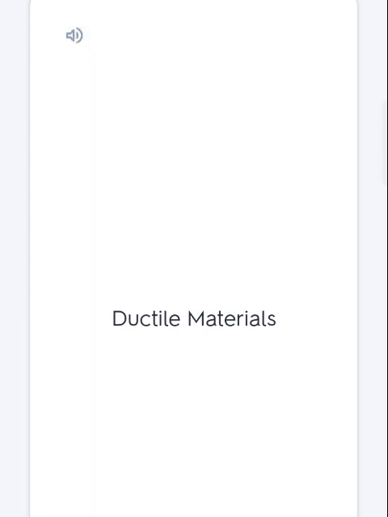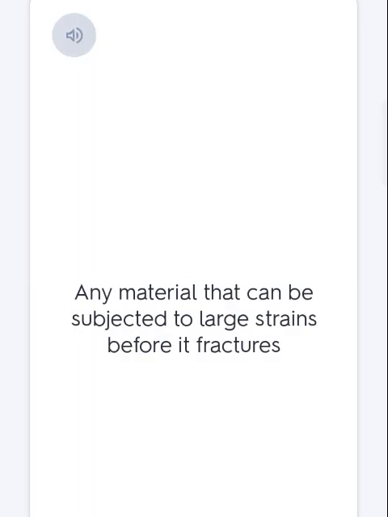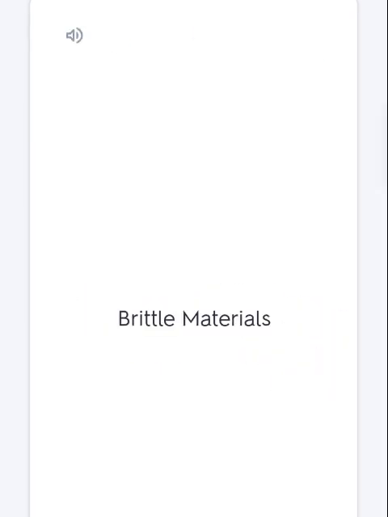Ductile materials. Any material that can be subjected to large strains before it fractures. Brittle materials. Materials that exhibit little or no yielding before failure.